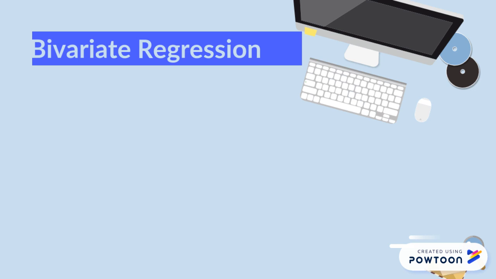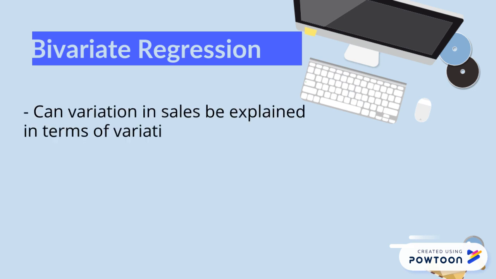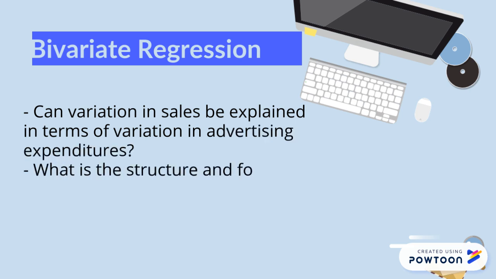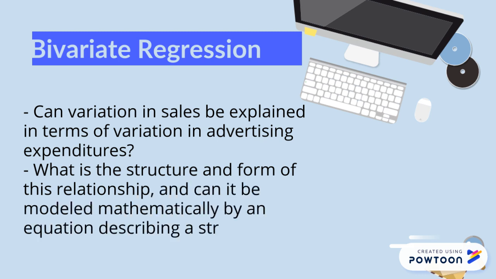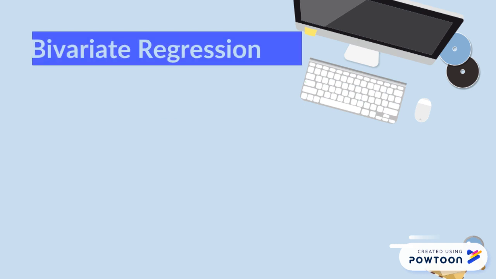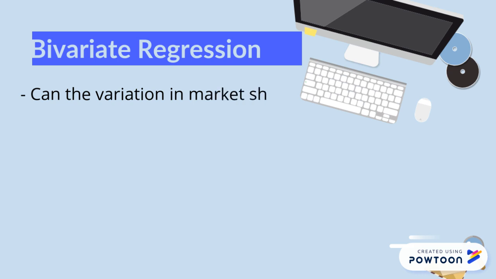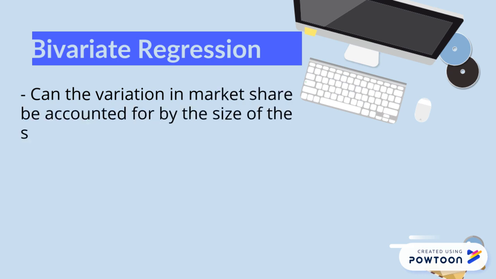Some questions: can variation in sales be explained in terms of variation in advertising expenditure? What is the structure and form of this relationship, and can it be modeled mathematically by an equation? Can the variation in market share be accounted for by the size of the sales force? Are consumers' perceptions of quality determined by their perception of price?